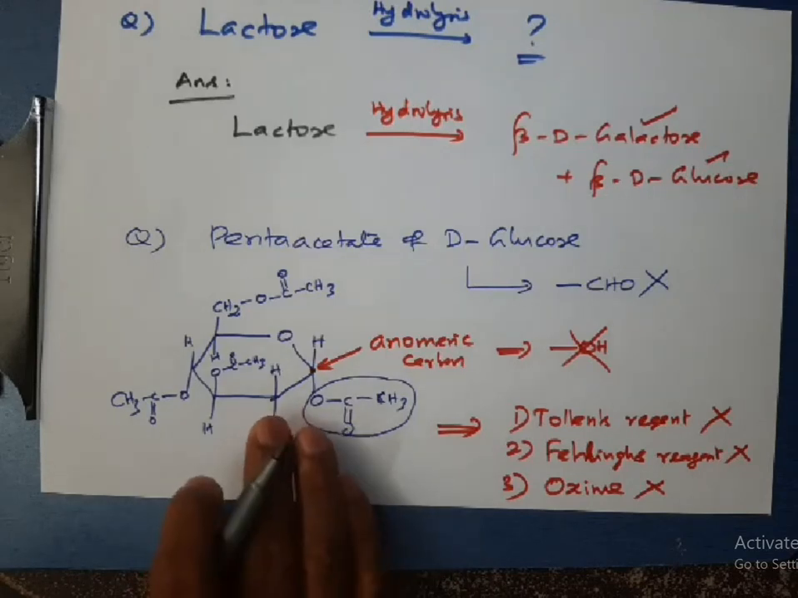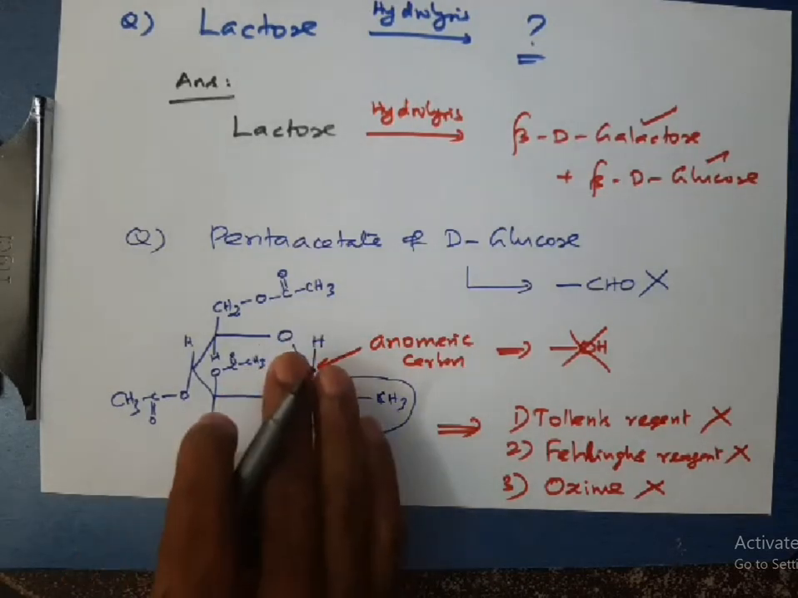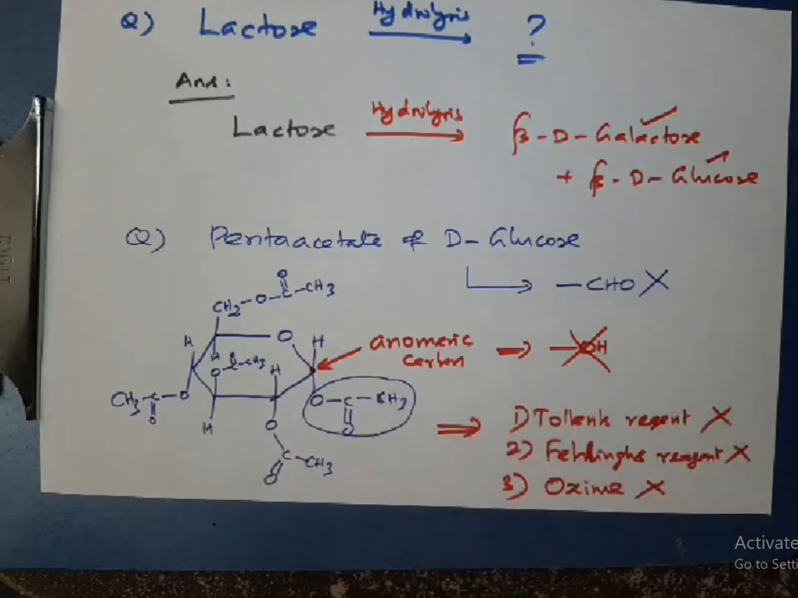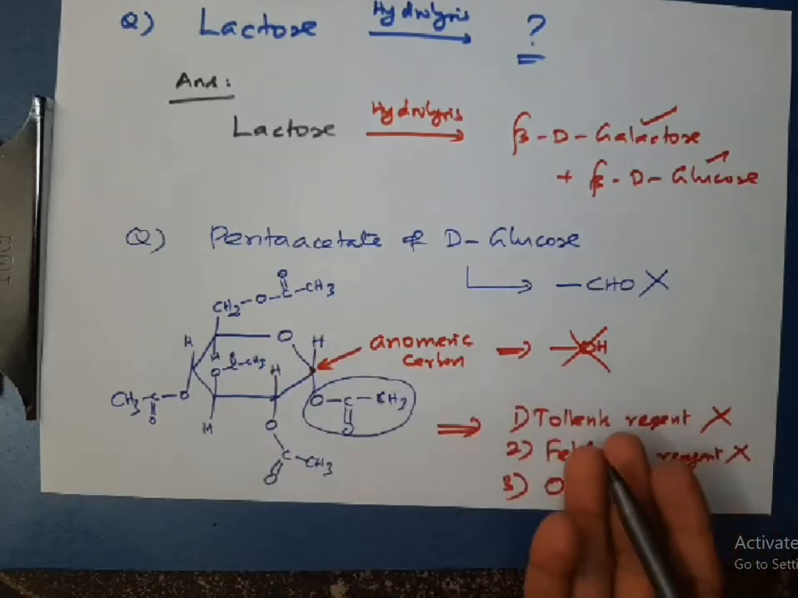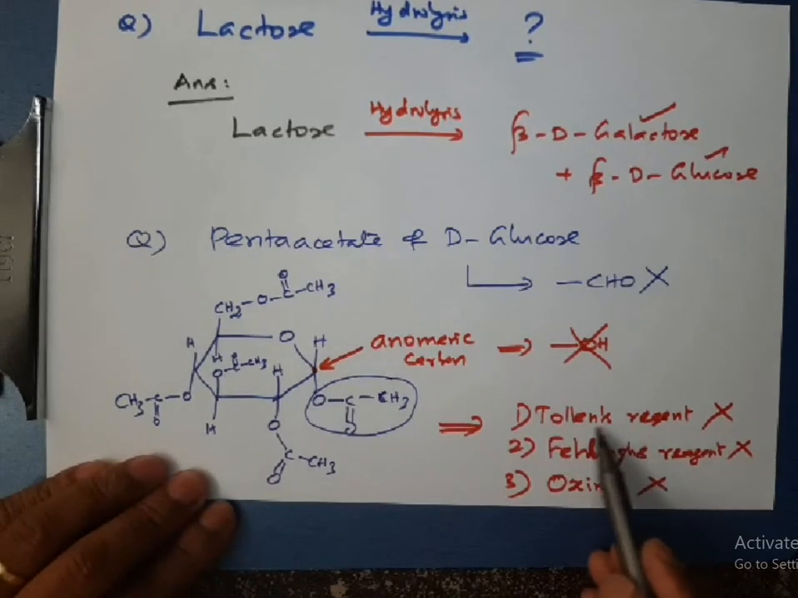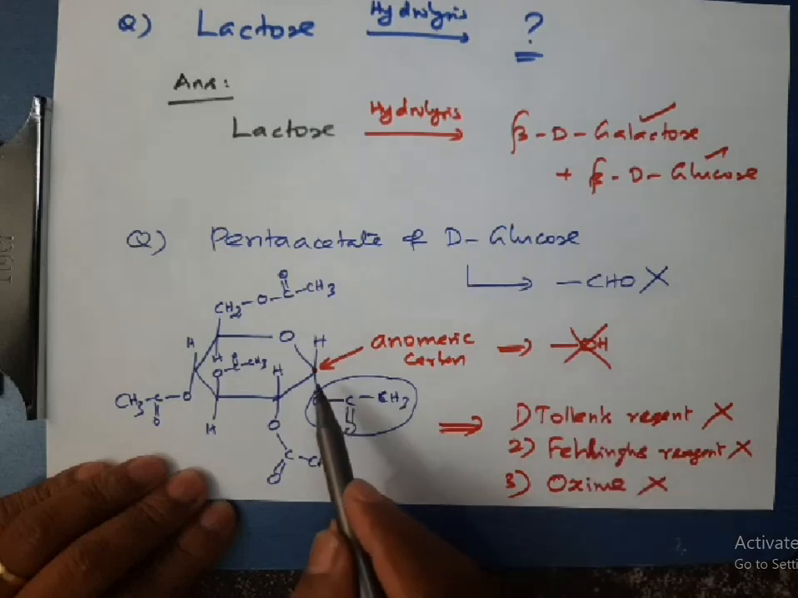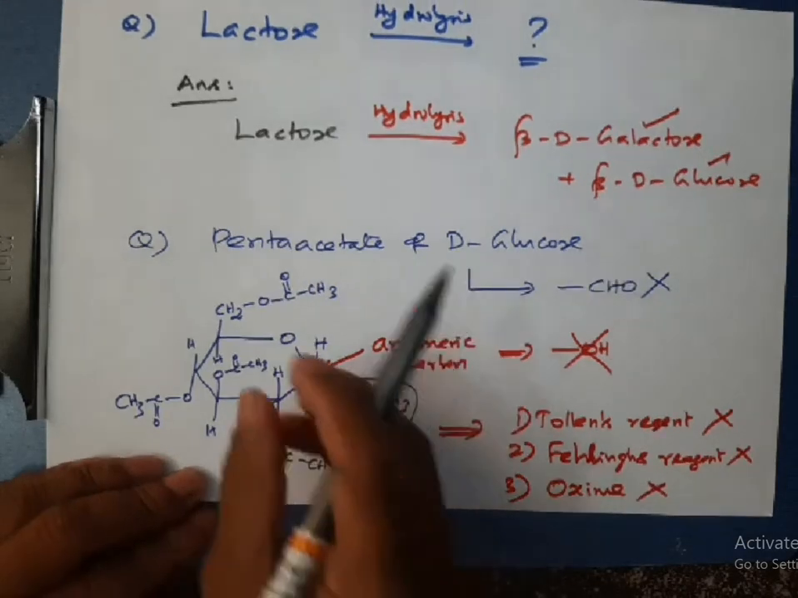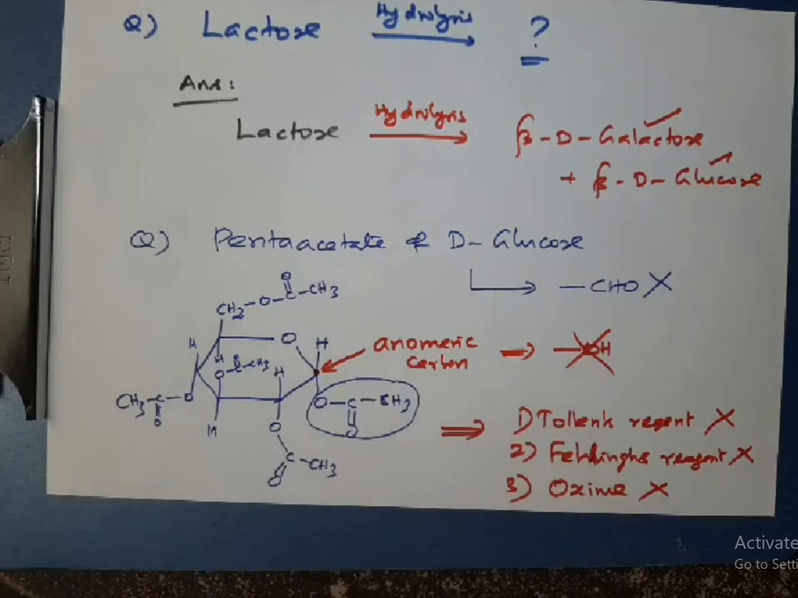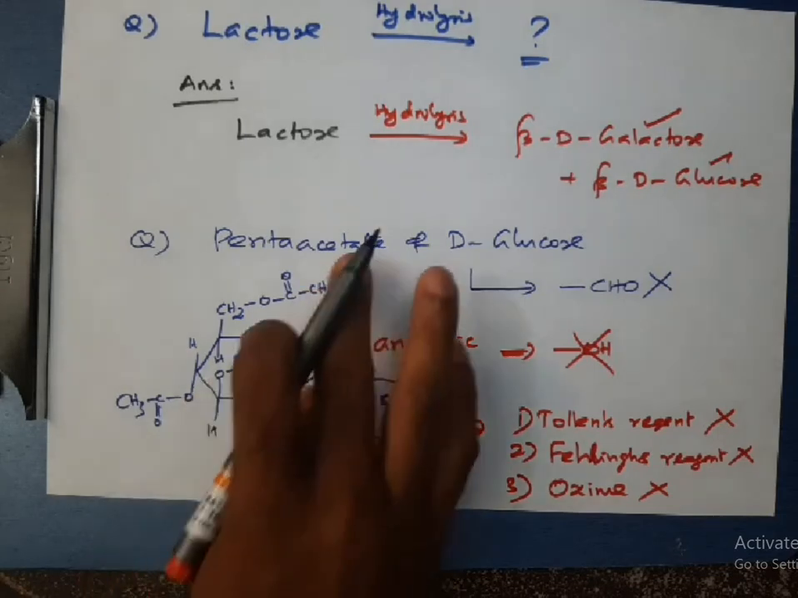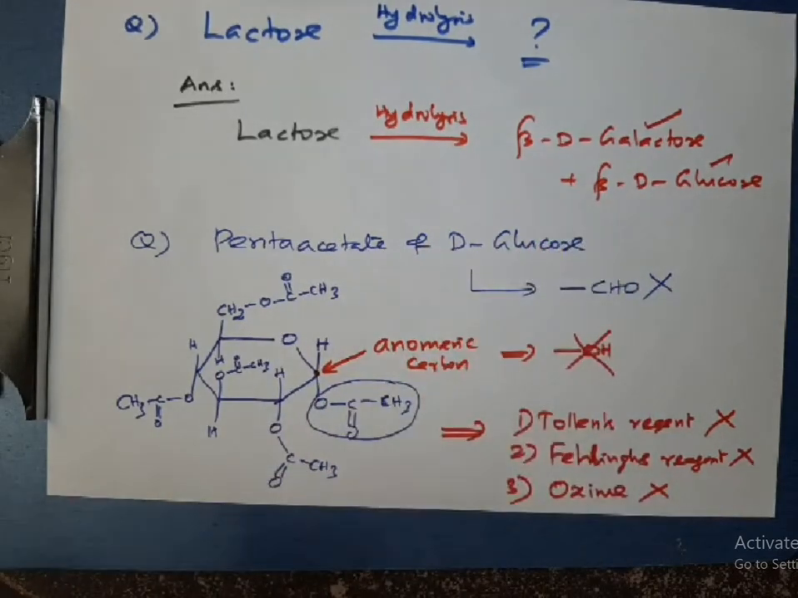So you can prove the absence of the aldehyde group by using these tests: you carry out the Tollens' reagent test and Fehling's reagent test. Tollens' reagent consists of basic medium, and Fehling's reagent consists of basic medium. But in basic medium, you require an OH group to open the ring. There is no OH group in the anomeric carbon, so ring opening is not possible here. Therefore, the pentaacetate of D-glucose does not contain an aldehyde group. Very important, keep this in mind.